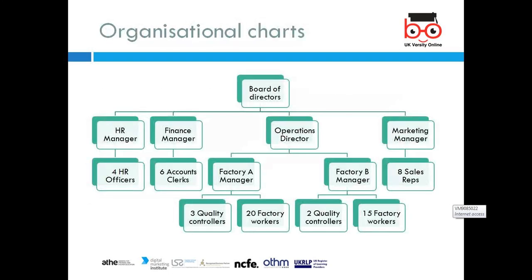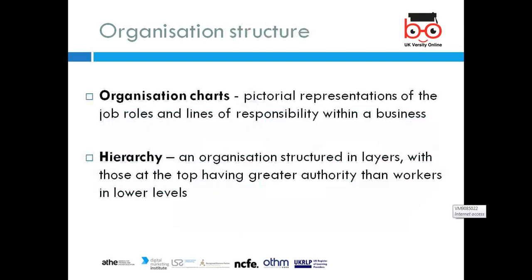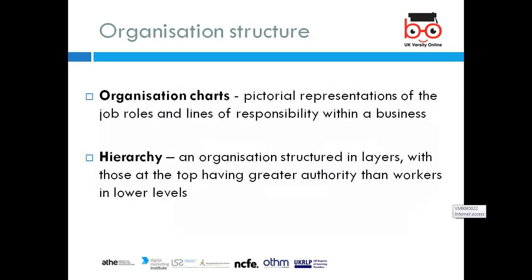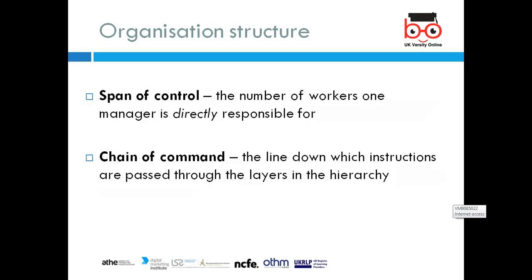We can look at a small organization, its internal management structures and functional areas. Functional areas are the departments. We can say finance is a functional area, human resources is a functional area, sales and marketing, and production and operations are functional areas. This is one of the organization charts through which we can look at the organization structure.